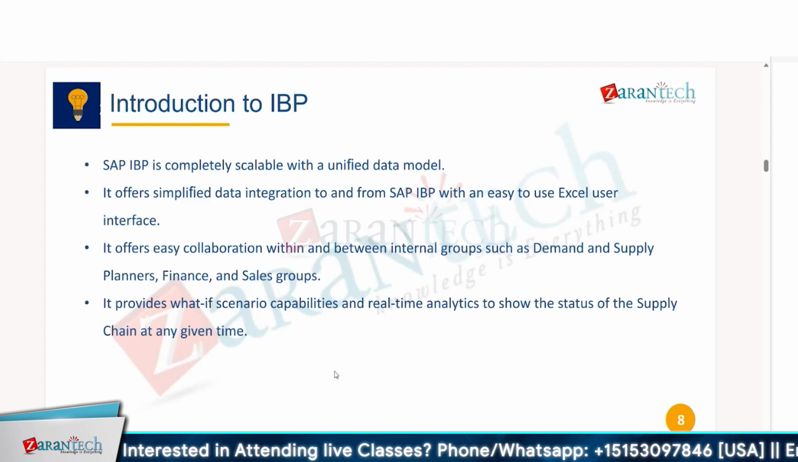So IBP is completely scalable with a unified data model. You can scale IBP based on your entire data sets. Ideally, IBP covers all the processes within the organization. When I say organization, I mainly mean the operations organization. When I say operations, it starts from demand planning till the products are delivered to the customer. So the different value chains within these work streams are all captured in the IBP process.